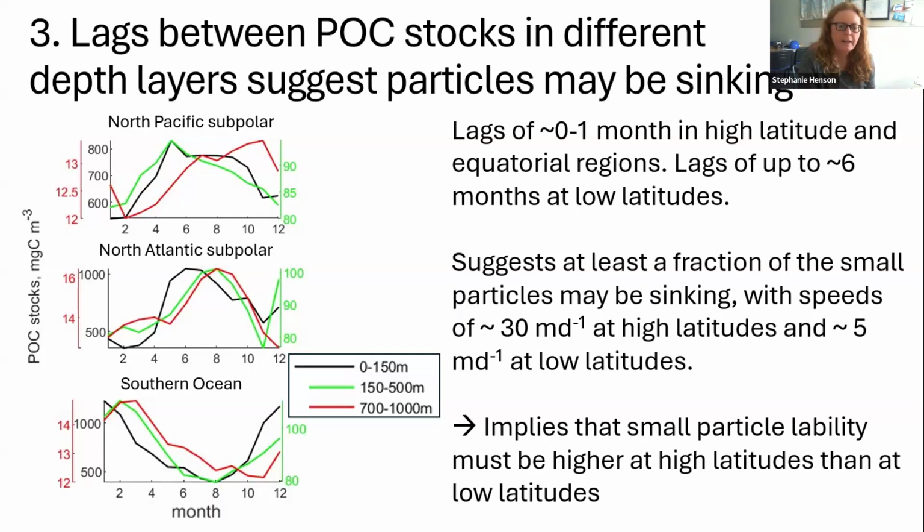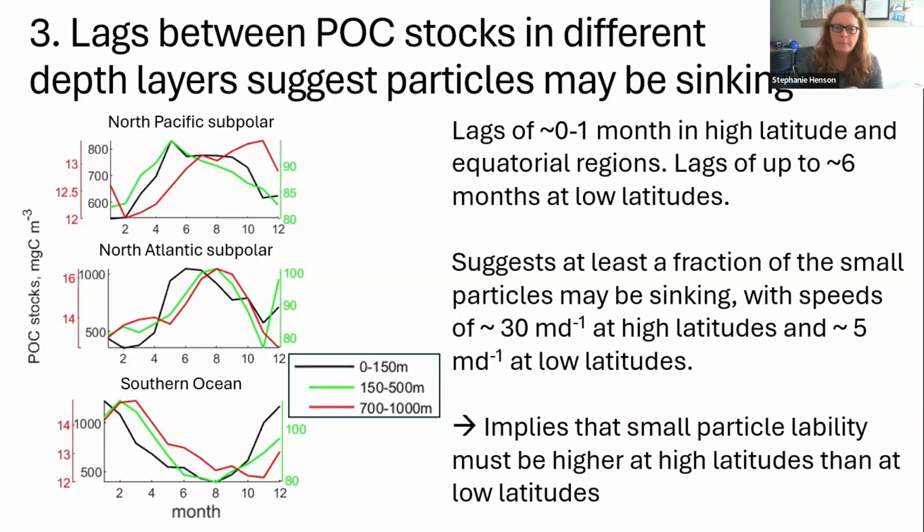And that suggests that at least a fraction of the small particles could be sinking with speeds of around 30 meters per day if you make the calculation at high latitudes, if you assume they're just sinking straight down, and around 5 meters per day at low latitudes. And those sinking speeds are consistent with recent data compilations. And it implies that, despite the fact that small particles are sinking more quickly at high latitudes, which generally we'd assume meant less opportunity for remineralization or fragmentation because they're sinking really quickly, that's not the spatial pattern that we actually see. We see the opposite. So we actually see that more small particles are lost at high latitudes.